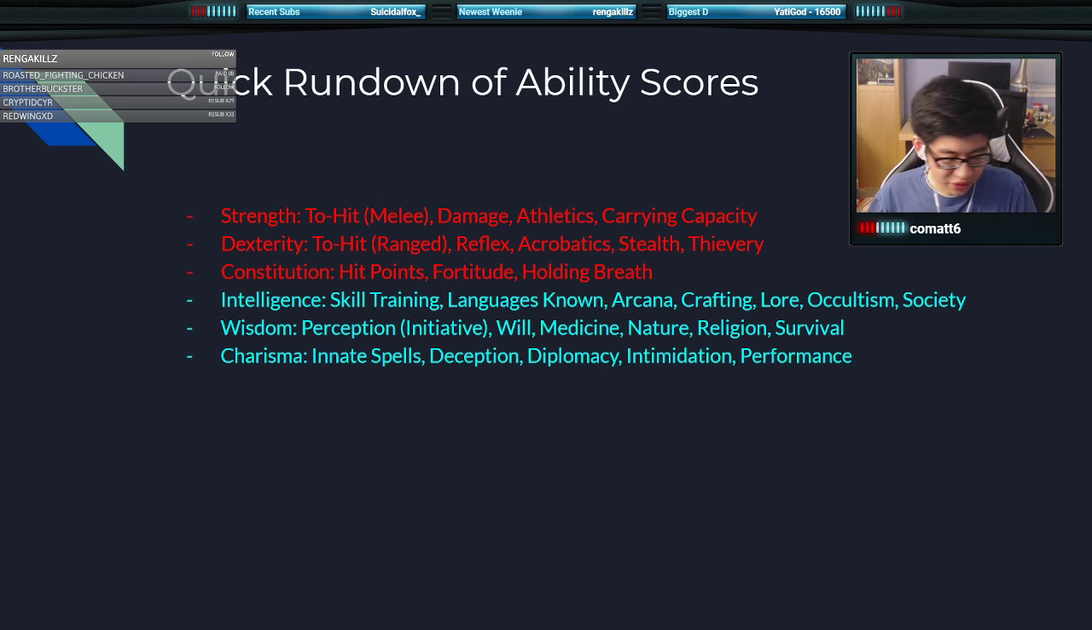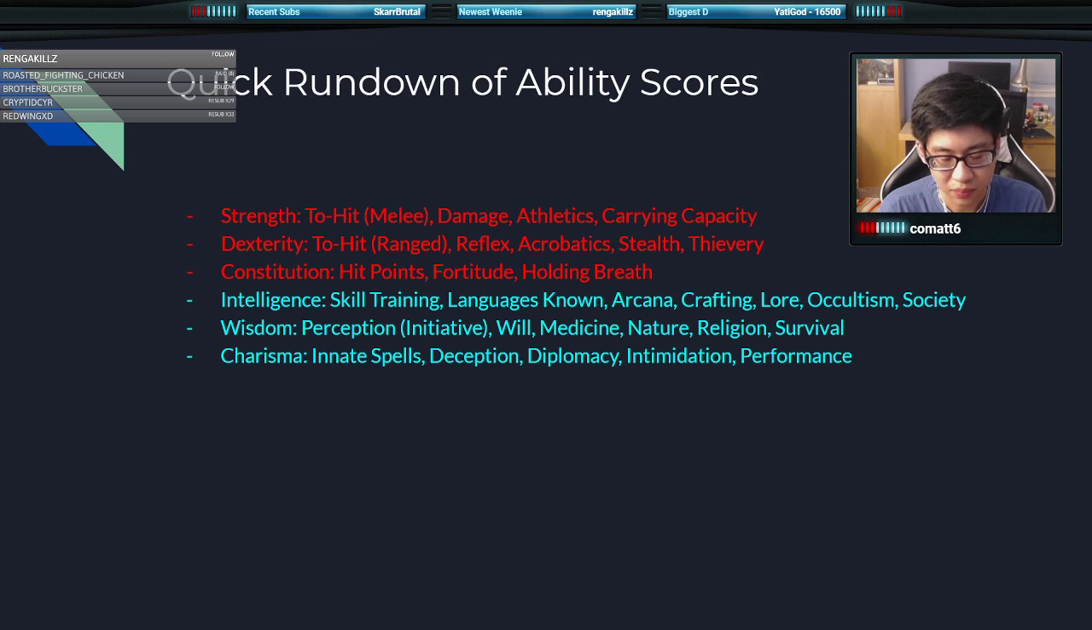Quick rundown of ability scores. So for those of you new to tabletop RPGs, generally speaking, there's going to be 6 primary ability scores that you are concerned with. Strength is a measure of your physical might. I mean, it's intuitive, right? So it affects your accuracy with melee weapons, it affects your damage with melee weapons and thrown weapons, your athletics skill, and your carrying capacity.